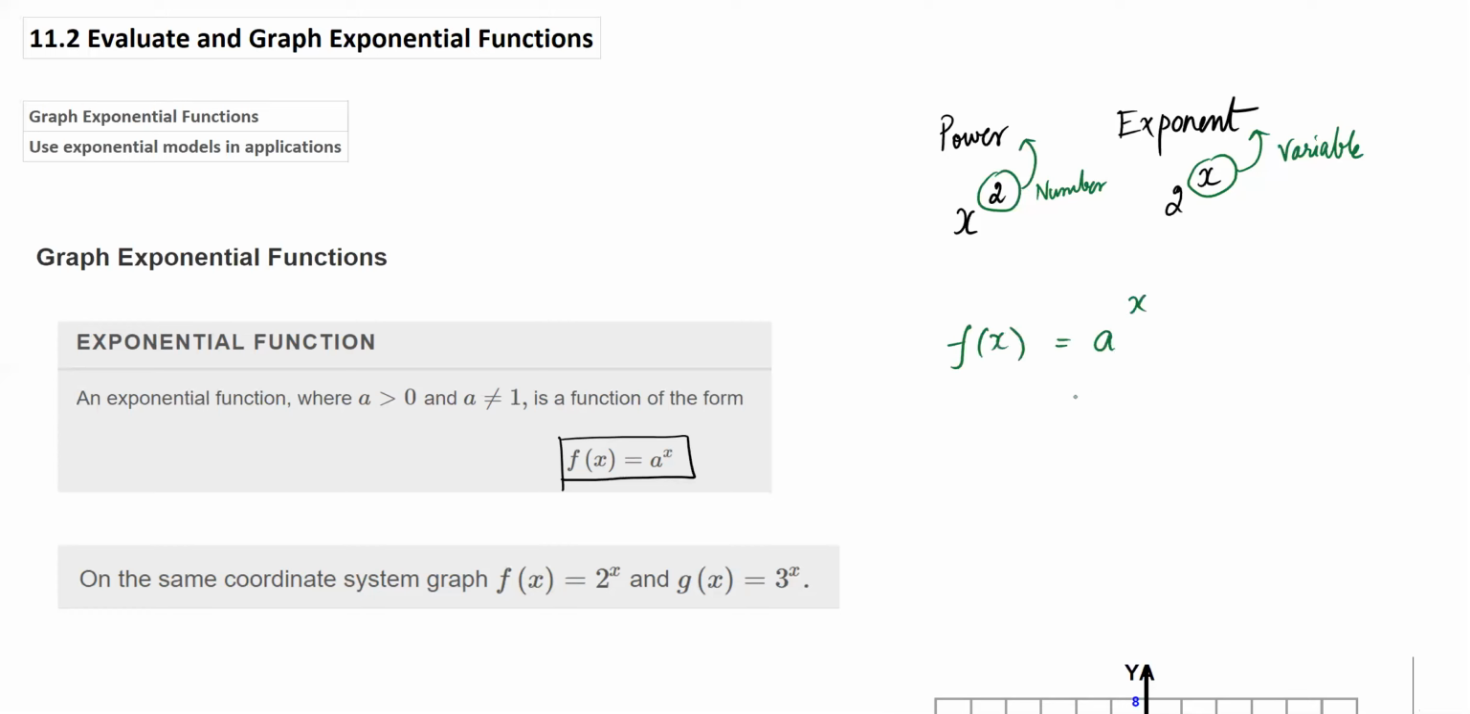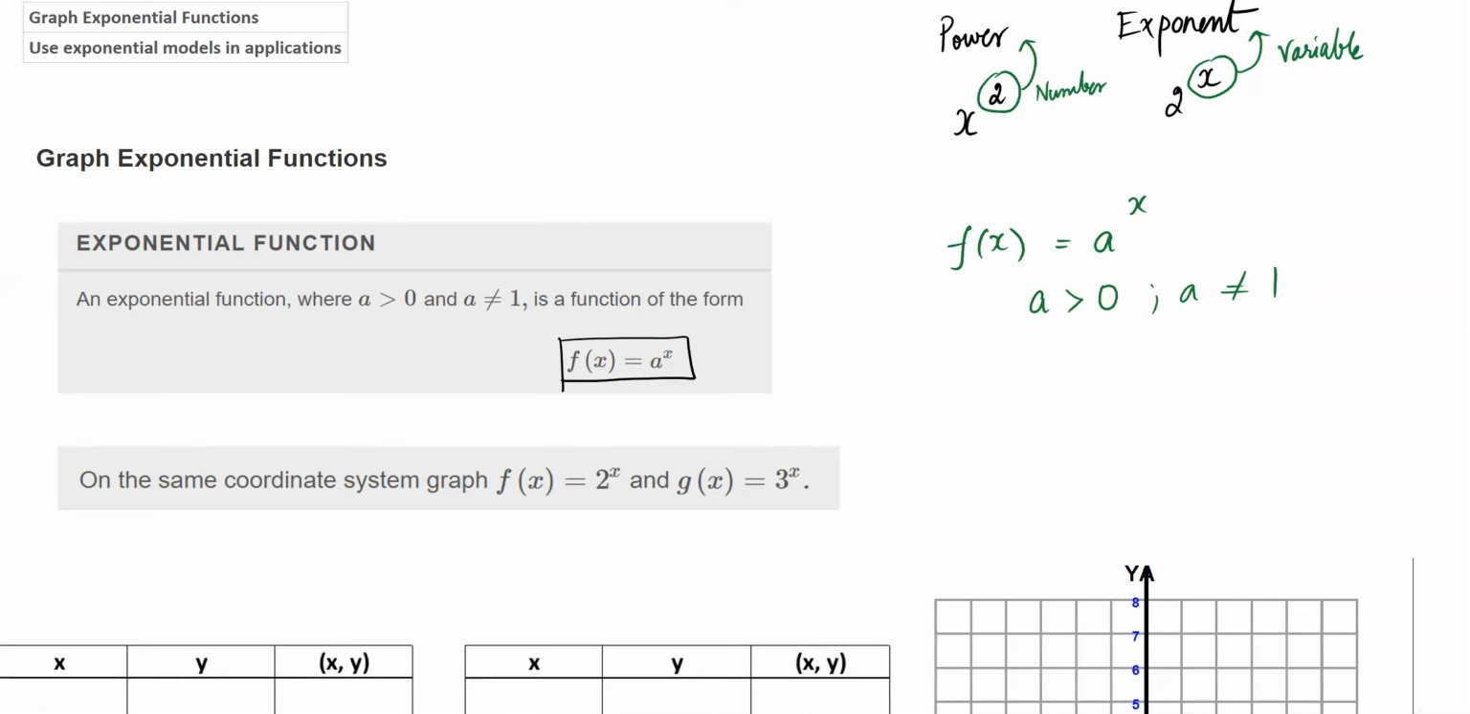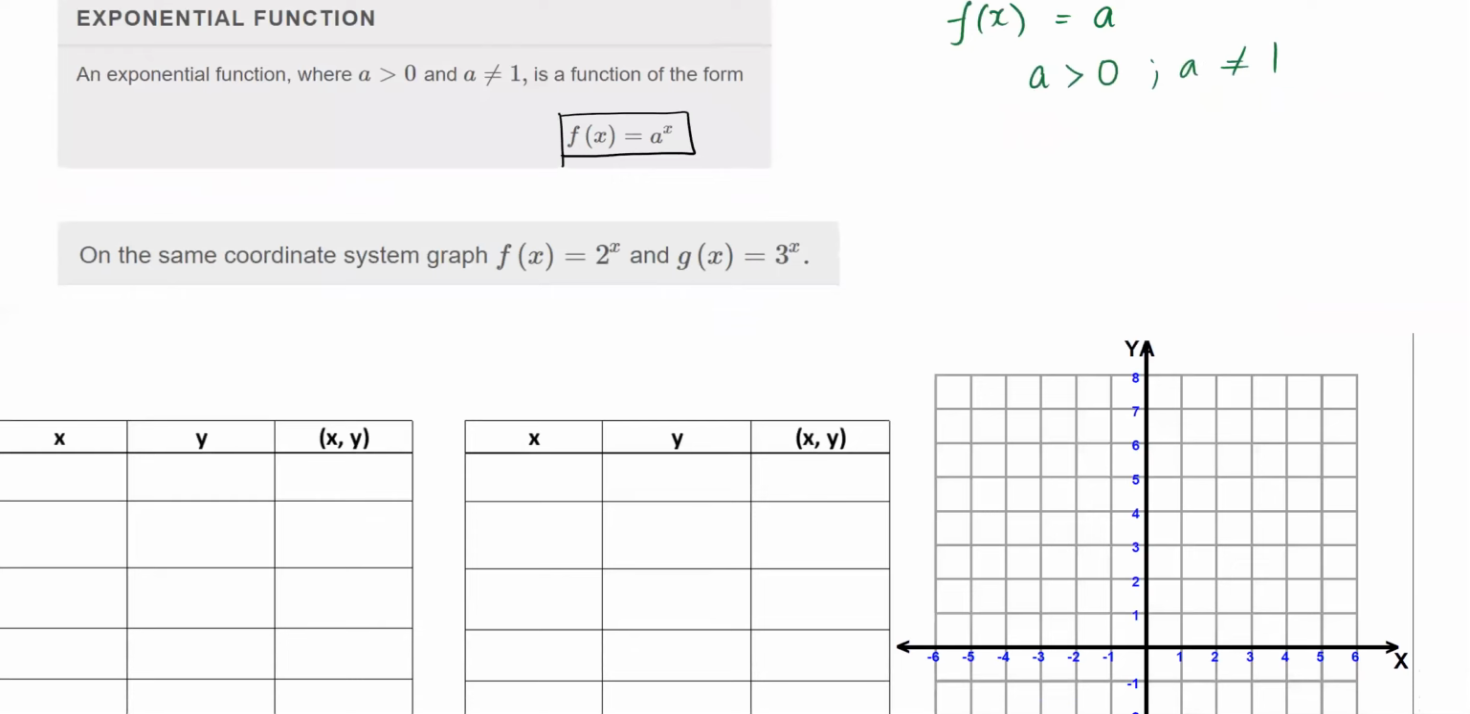x is the variable. a has some restrictions. a must be positive. You can't have a negative a. Also, a must not be 1. That's kind of trivial, right? If a is 1, 1 power x, 1 power anything is 1. 1 power a positive number is 1. 1 power a negative number is 1. Even 1 power 0 is 1, right? So you don't want a to be 1. So that is clear, but we want a to be positive. So let's remember that. All right, let's graph this.